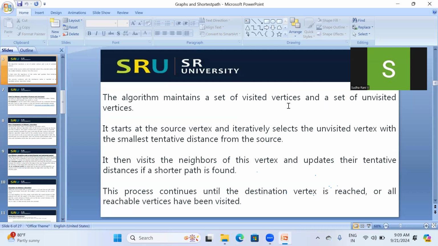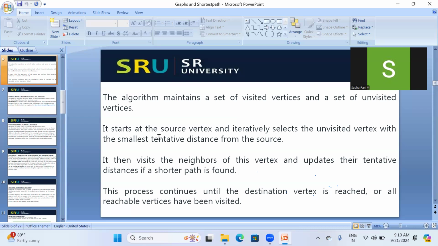For example, if the nodes in the graph are 0, 1, 2, 3, when we are traversing from 0 to 1, 1 is the visited vertex, and the remaining ones, 2, 3, whatever vertices are there, are all considered unvisited vertices. So for every iteration in the algorithm, it is updated with whatever vertices it has visited and whatever vertices are unvisited. And for every iteration at every node, it sets the shortest path. This is the first point.